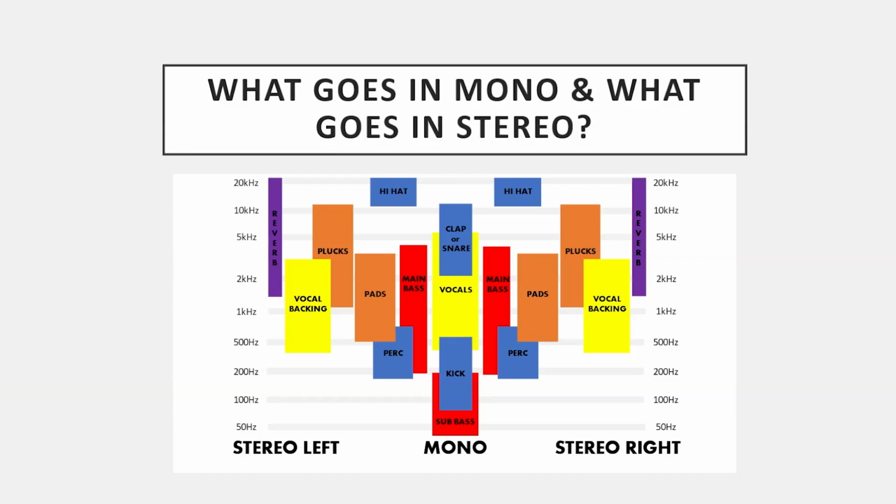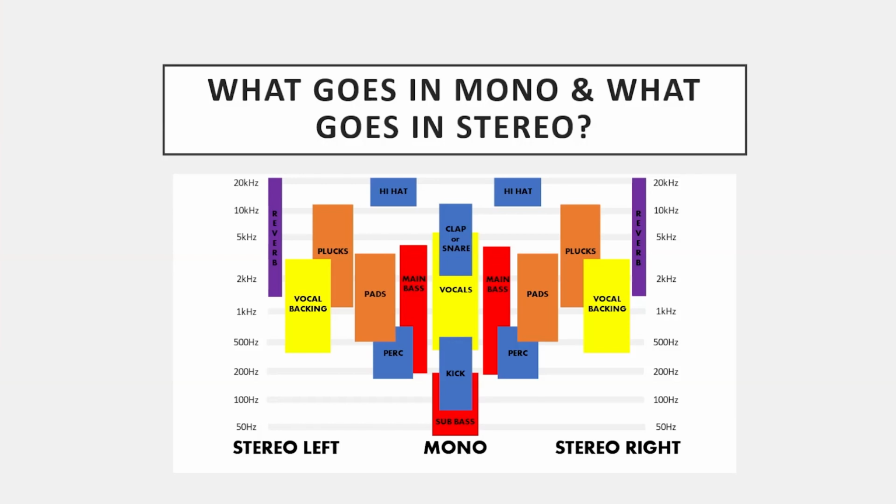But let's have a look at this graph. Feel free to take a screenshot of this, save it somewhere, and then refer to it when you're doing your mix downs. It'll be super helpful. We typically have our sub bass, our kick, our vocals, and our clap and snare in mono, and then we'll have the main basses sitting around mono, maybe panned a little bit. The hi-hats and the percussions sitting more in the stereo ranges, and the same with the pads, the plucks, vocal backings, and then of course reverb.